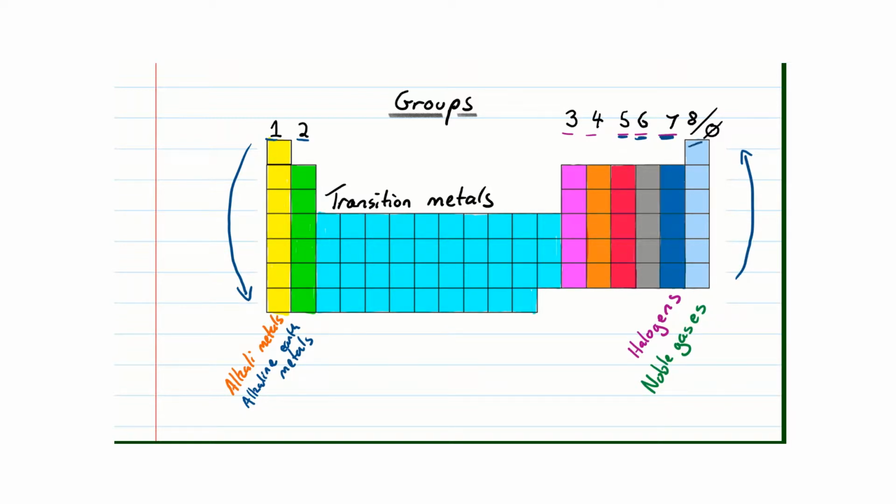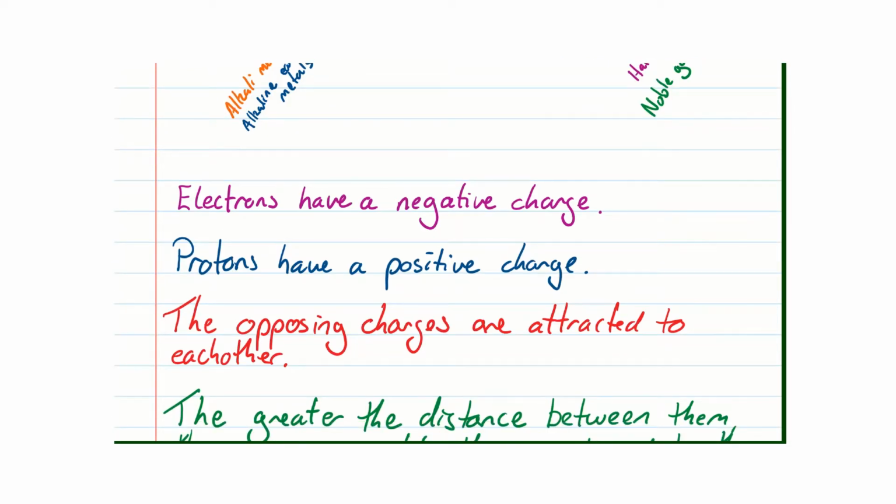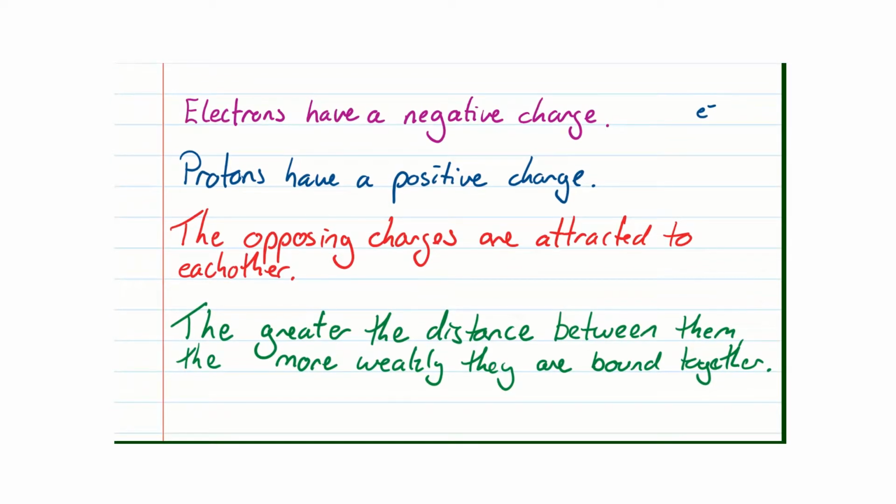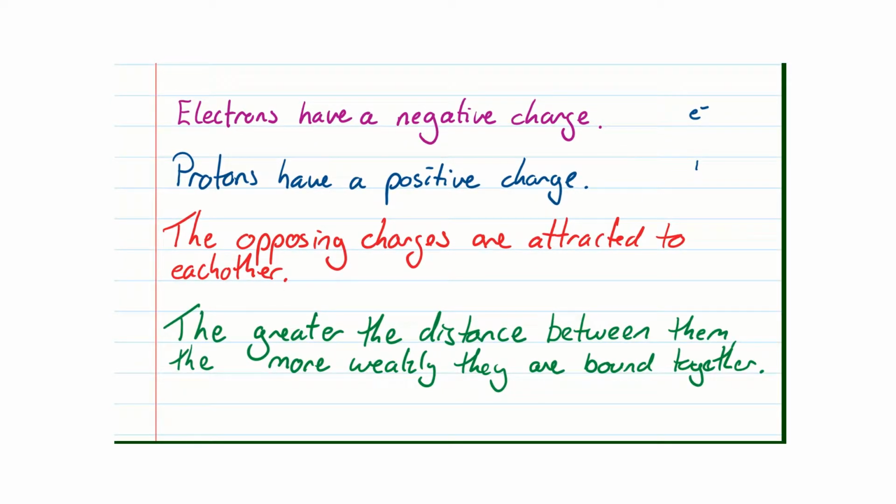Nothing much happens in group 8, also known as group 0, because those are all noble gases, so they don't react with anything anyway. Now this all happens because electrons have a negative charge, and these electrons are attracted to protons, which have a positive charge. The protons are found in the nucleus, and the electrons orbit around the outside. And remember, it's those opposing charges that bind them together.